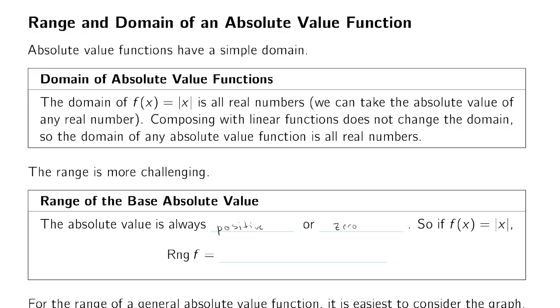So the absolute value function has a range consisting of all positive numbers and zero. That's most easily written in interval notation as the interval 0 to positive infinity. And 0 is possible, right? The absolute value of 0 is 0. So we have a closed bracket there. What about in general then? How do we figure out the range in general?